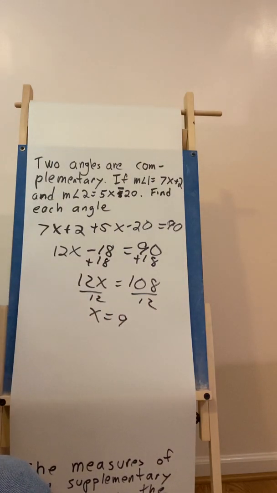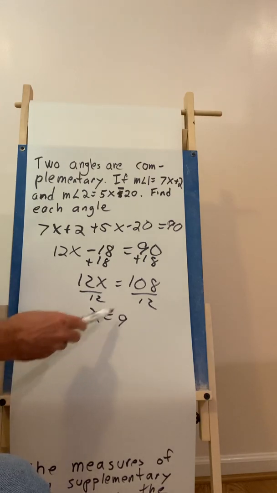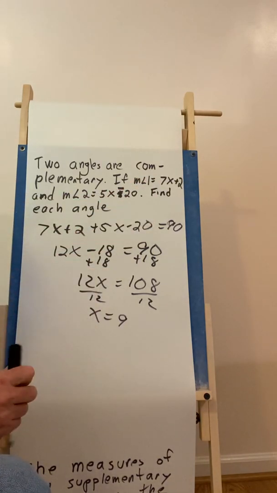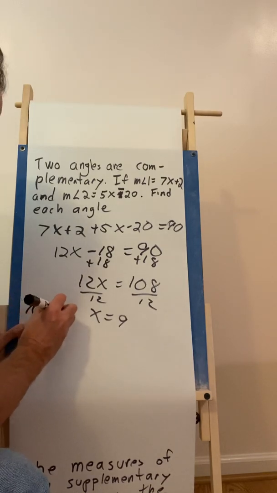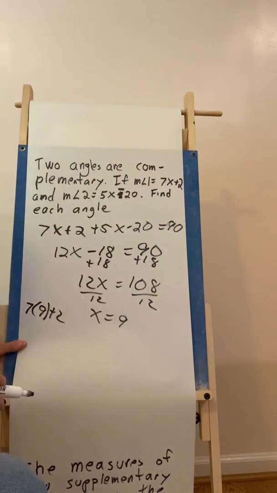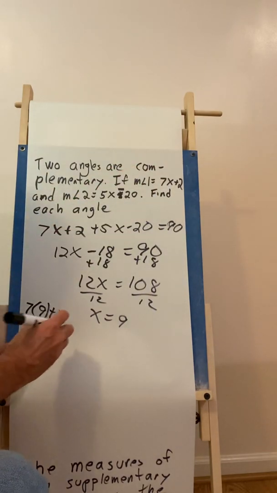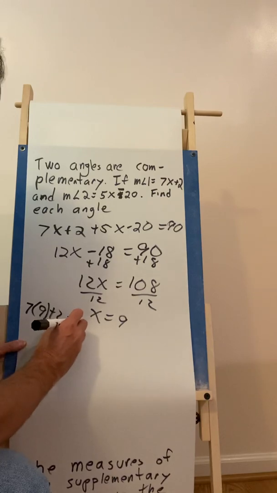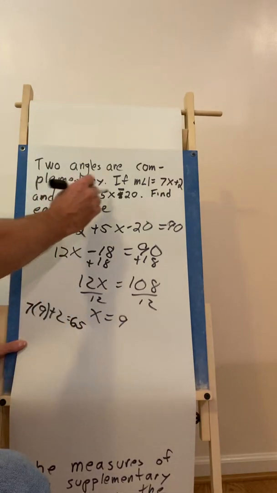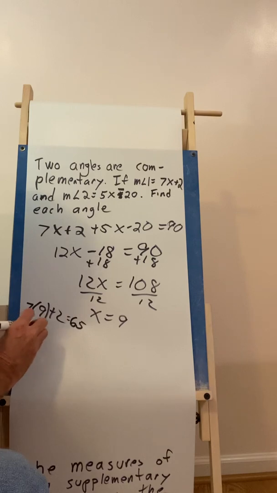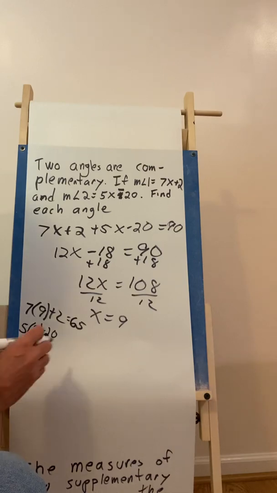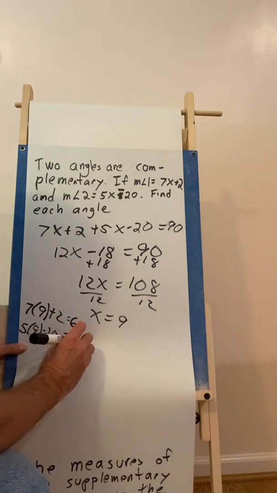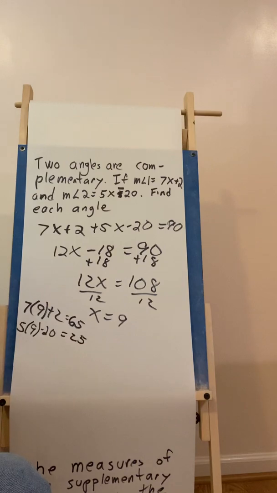Well, how do we find each angle? We take the x and we plug it into 7x plus 2. What is 7 times 9 plus 2? I'm plugging that into angle 1 there. 7 times 9 is 63, plus 2 is 65. The other angle is 5x minus 20. What's 5 times 9 minus 20? 5 times 9 is 45, minus 20 is 25. And what is the sum of 65 and 25? It is 90. That's each angle.